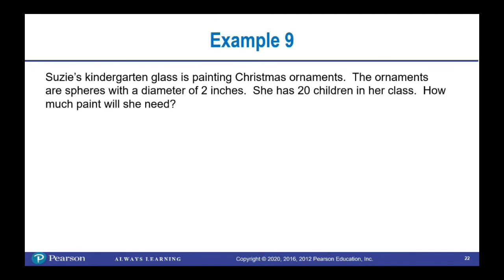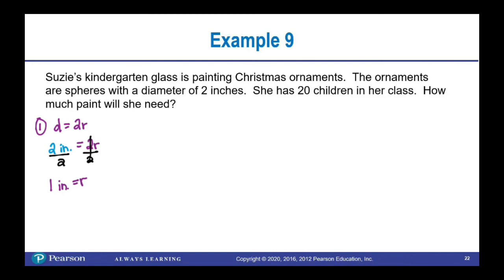Look at example 9. Susie's kindergarten class is painting Christmas ornaments. The ornaments are spheres with a diameter of 2 inches. She has 20 children in her class. How much paint will she need? Well, first, our formulas have radius in them rather than the diameter. So our diameter is 2 times our radius. Here the diameter is 2 inches. Divide both sides by 2, and that tells me that the radius is 1 inch.